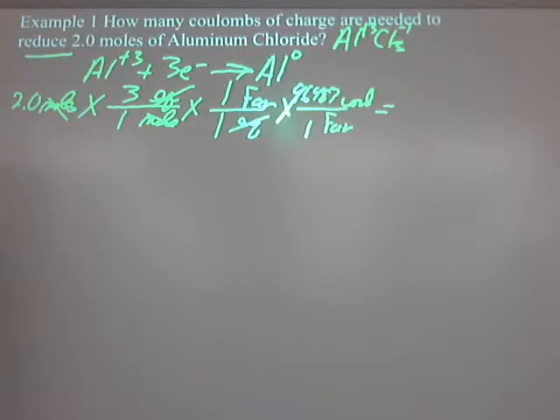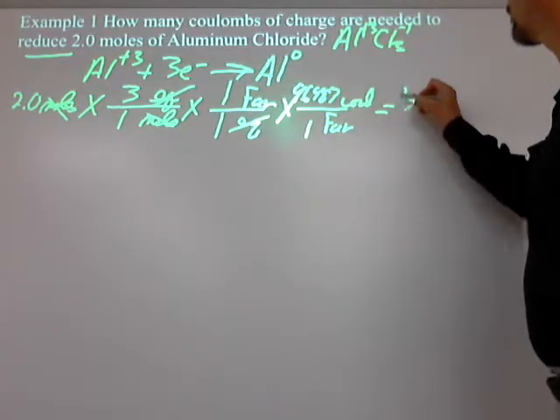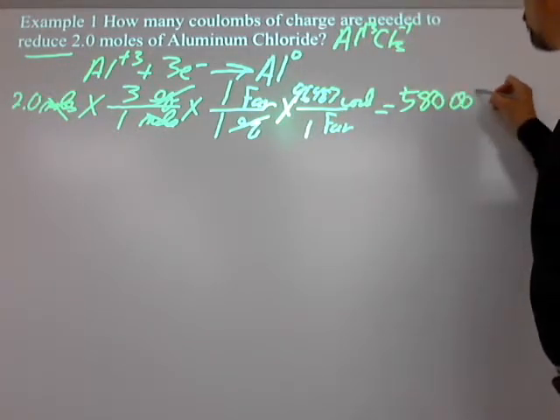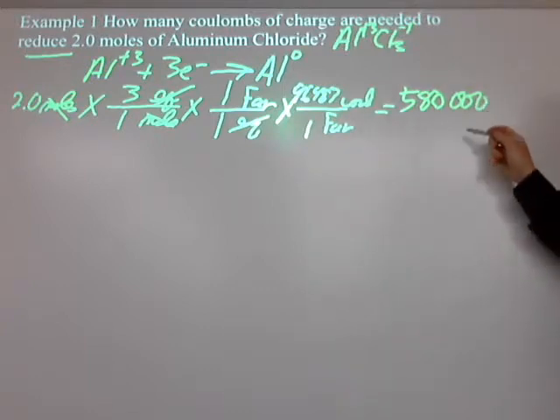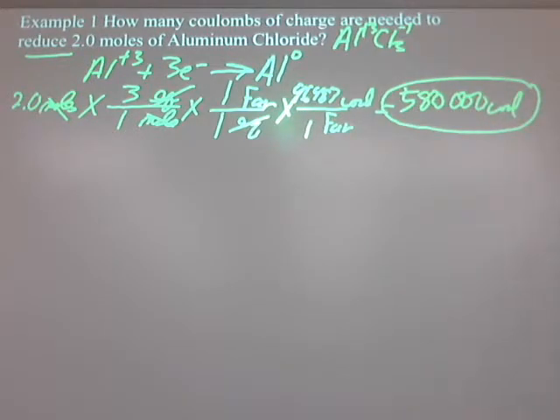Okay, what did you guys get for that? 5.8 times 10 to the 5th. Okay, that's right. Or if your calculator keeps it in standard notation, 580,000 coulombs, or 5.8 times 10 to the 5th. Everybody get that? Not bad. Simple conversions, but that's not a very useful calculation.